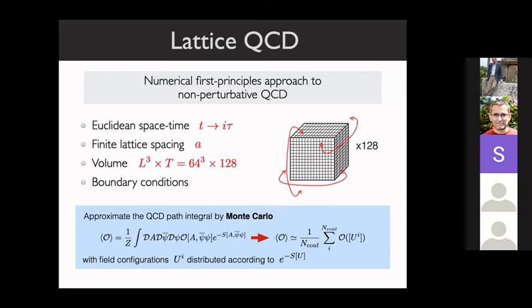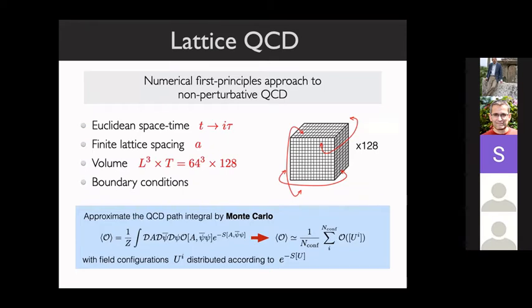To get slightly more technical, these calculations are done on a Euclidean spacetime with some finite lattice spacing and some finite lattice volume. To recover QCD, you need to take the continuum limit as the lattice spacing becomes fine, and the infinite volume limit as the box size becomes large.